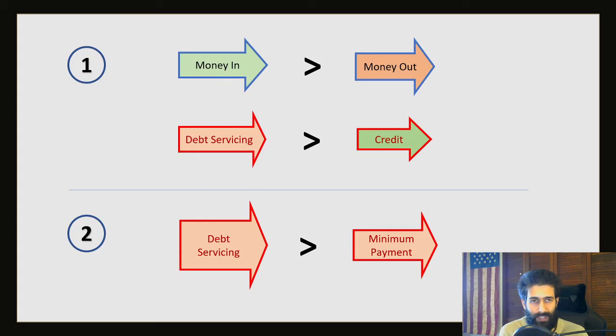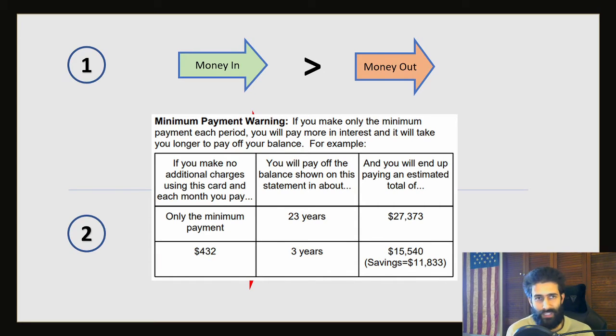So I have a credit card statement here for my credit card, and they tell you right in the statement that if you make only the minimum payment, it would have taken me 23 years to pay off the balance that I had. I think at this statement, the balance was like $12,000. I would have paid $27,373 in total.